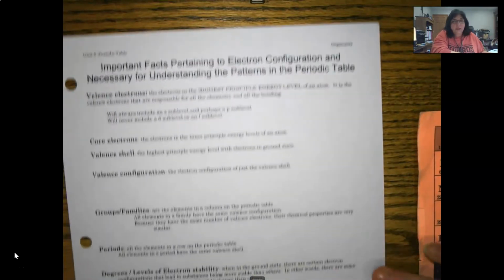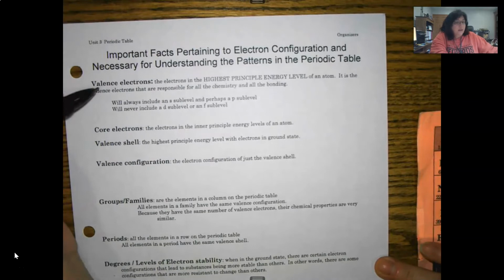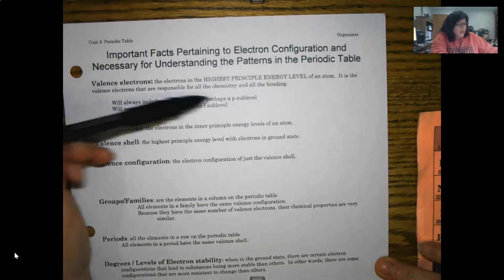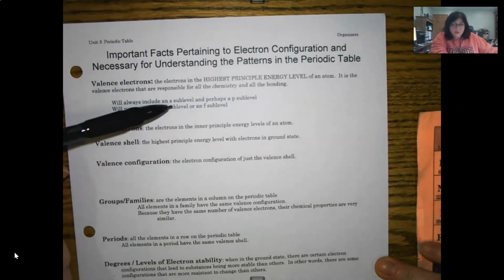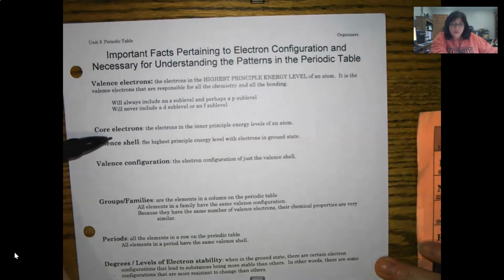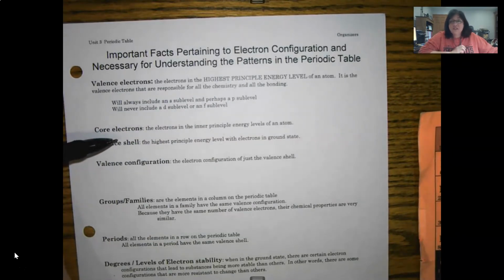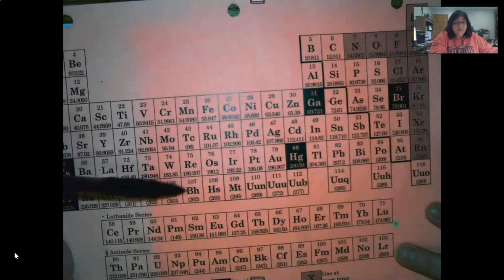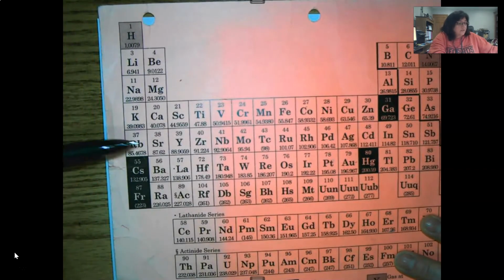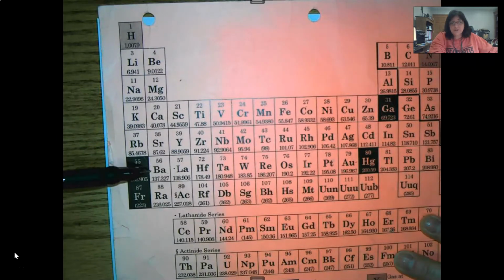So let's go back and review a little bit with those ideas. Valence electrons are the electrons in the highest principal energy level, which is either the s and the p, or just the s. Core electrons are all the other electrons. All those inner principal energy levels are core electrons. So as you go down the periodic table, the number of core electrons increases. For example, barium in row 6 has 5 principal energy levels of core electrons, and 2 valence electrons in the 6th principal energy level.